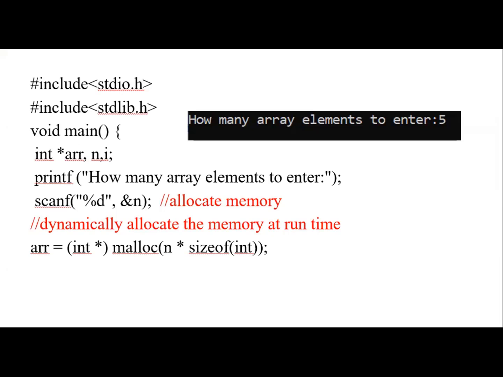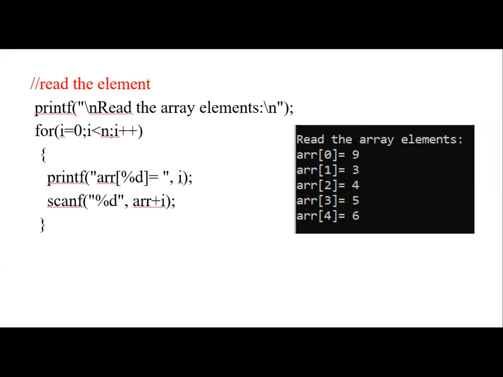Now let's try and read the array. Read the array element. So printf, read the array element, for i is equal to 0, i less than n, i plus plus, and then scanf. That's how we read the array, right? So I'm saying scanf ARR plus i. Initially ARR will point to the 0, that is the first element, right? So 0 plus 0 is 0. That's why I enter ARR of 0 as 9. This is how we read the element from the user.